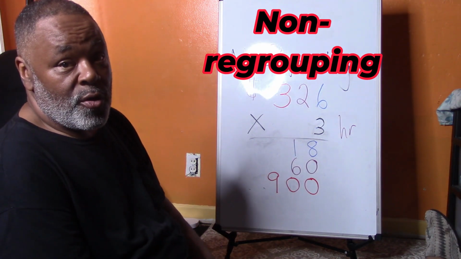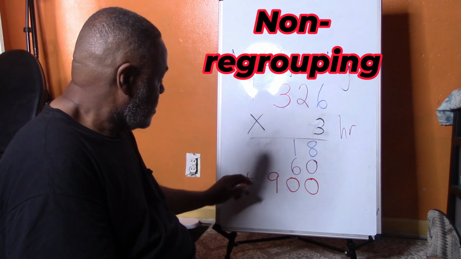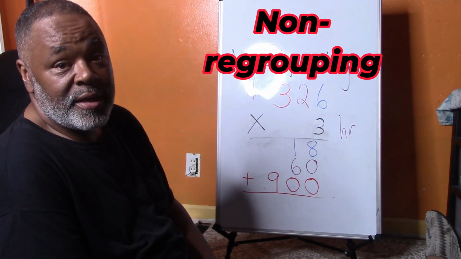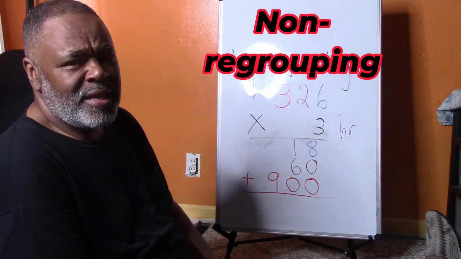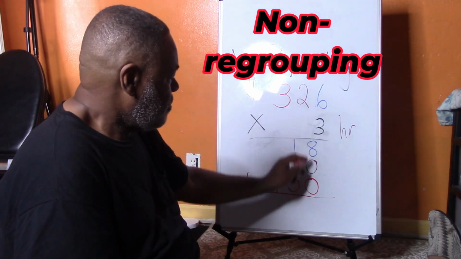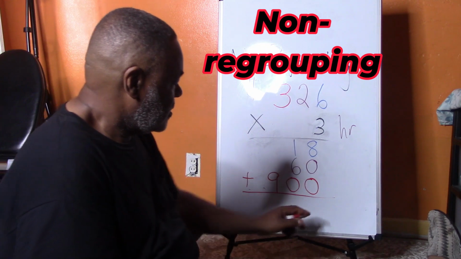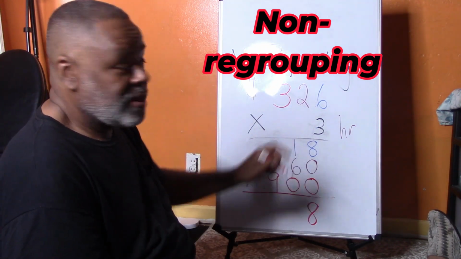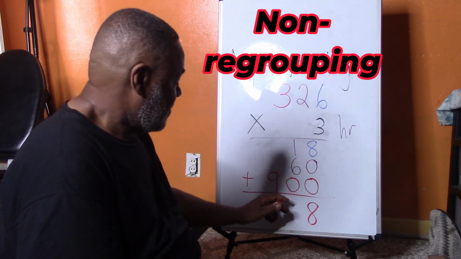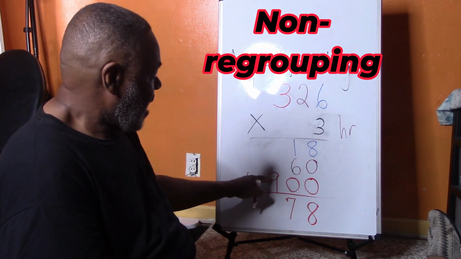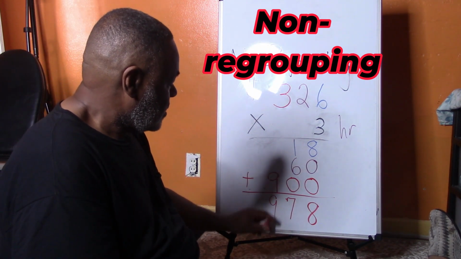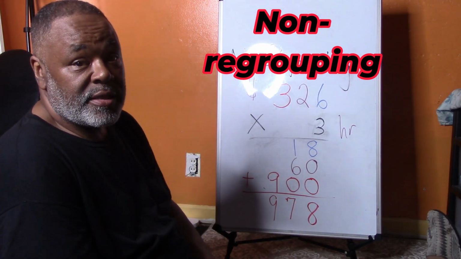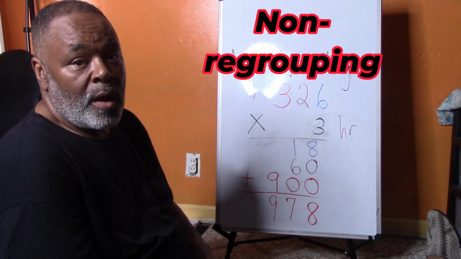Now, if we add these numbers up, we should get the same answer that we did in the standard form. So let's add these up. 8 plus 0 is 8. 6 tens plus 1 10 is 7 tens. And 900 is 900. So once again, we got the same answer as the standard method.